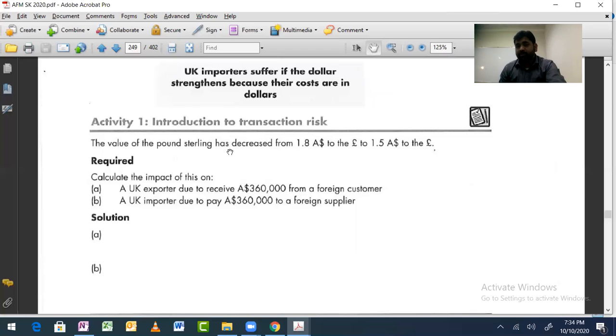The value of the pound sterling has decreased from 1.8 to 1.5. Now calculate the impact of this on a UK exporter who is going to receive from a foreign customer. See, if a UK exporter is going to receive Australian dollar 360, and the rate originally was 1.8 Australian dollar to the pound, so 1 pound is equal to 1.8. If you just divide this, you will get how much? Do the math. I think you will get 200,000, hopefully. 360 divided by 1.8. What do you get?